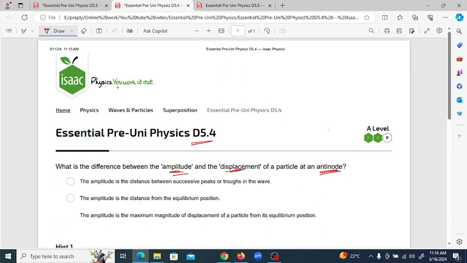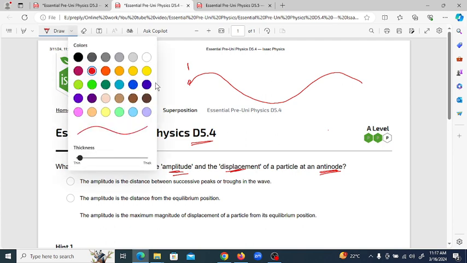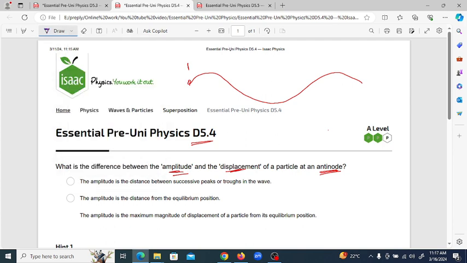Okay, so let me draw the figure. For example, we have a stationary wave, this pattern is a stationary wave, and another wave that is going the opposite way, so we have to draw another wave in this way. So this is the stationary wave pattern, just like that. Okay, so we have to tick the correct option in three of them, what is the difference between amplitude.